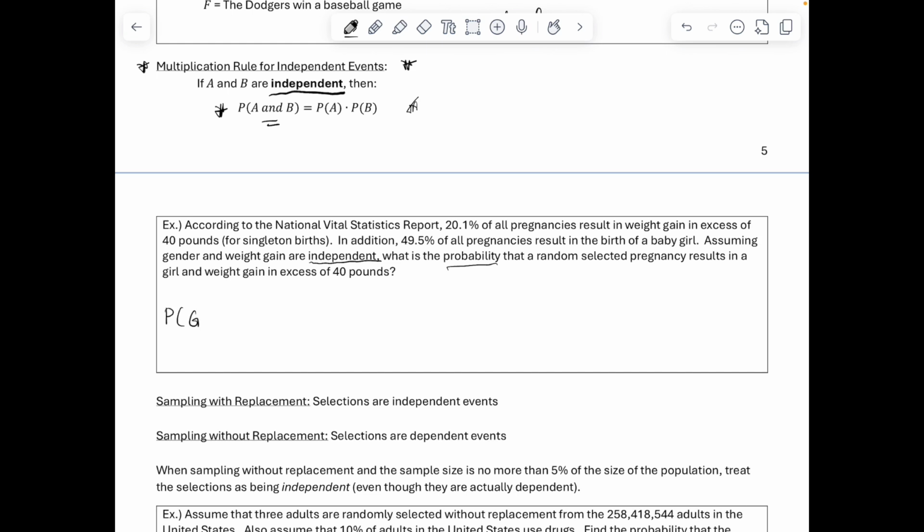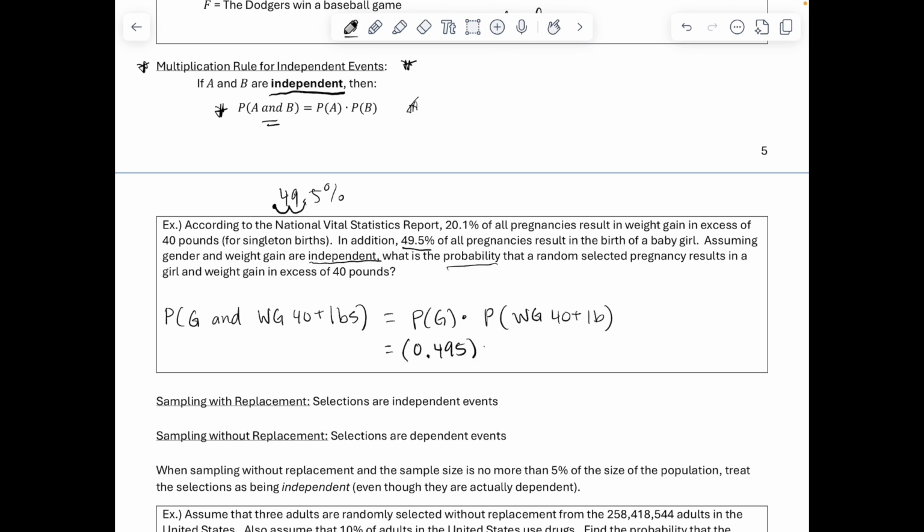And for this problem, it does tell us that they're independent. So the probability of having a girl and a weight gain of 40 plus pounds is equal to the probability of having a girl times the probability of a weight gain of 40 pounds or more. The probability of having a girl is given as 49.5%, which we change to a decimal by moving the decimal point twice to the left, so it's 0.495.